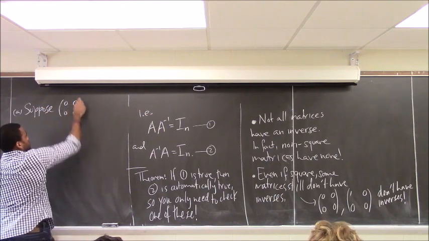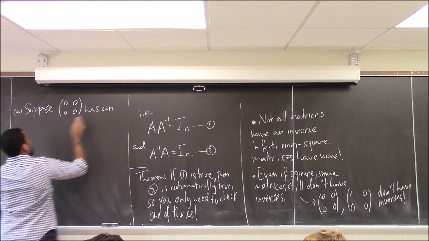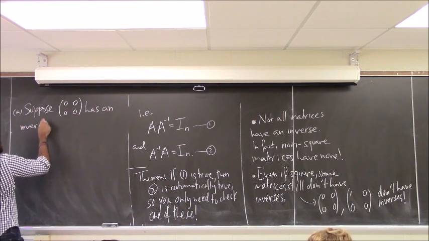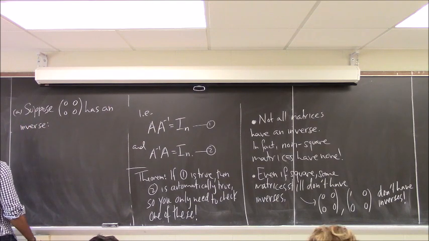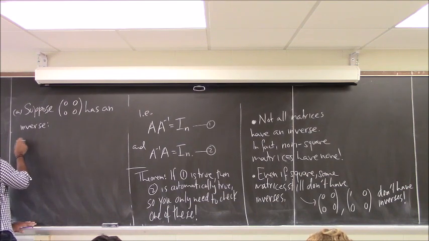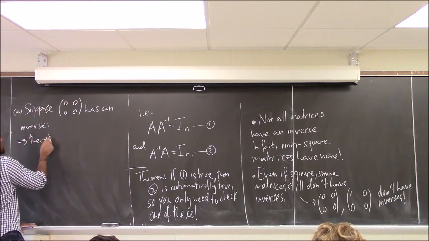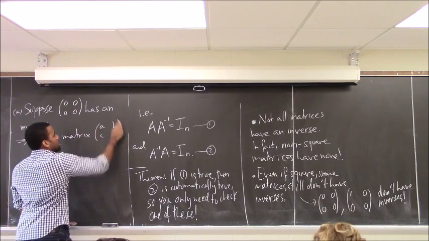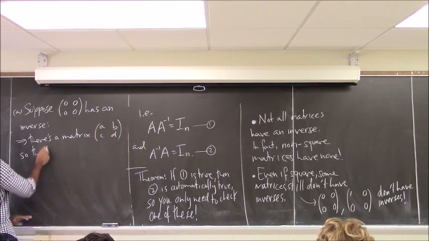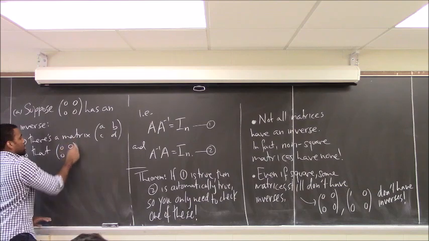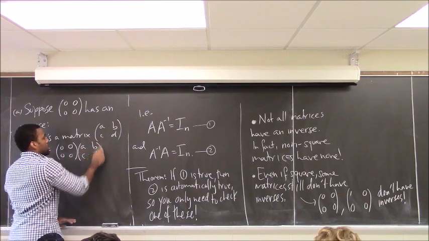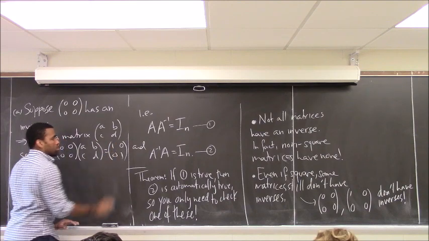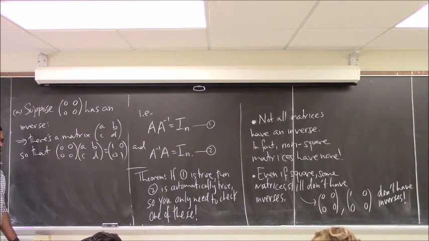Suppose the matrix 0, 0, 0, 0 has an inverse. Well, that's pretty easy to check, because this means there's a matrix, let's call it A, B, C, D, so that if I take this times A, B, C, D, I will get the identity, by the definition. Now, would that ever happen? Can I pick numbers for that to happen?